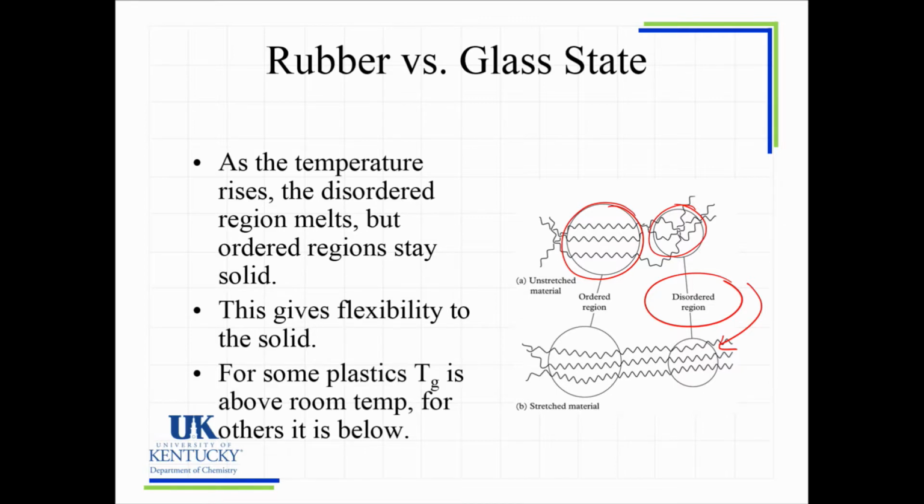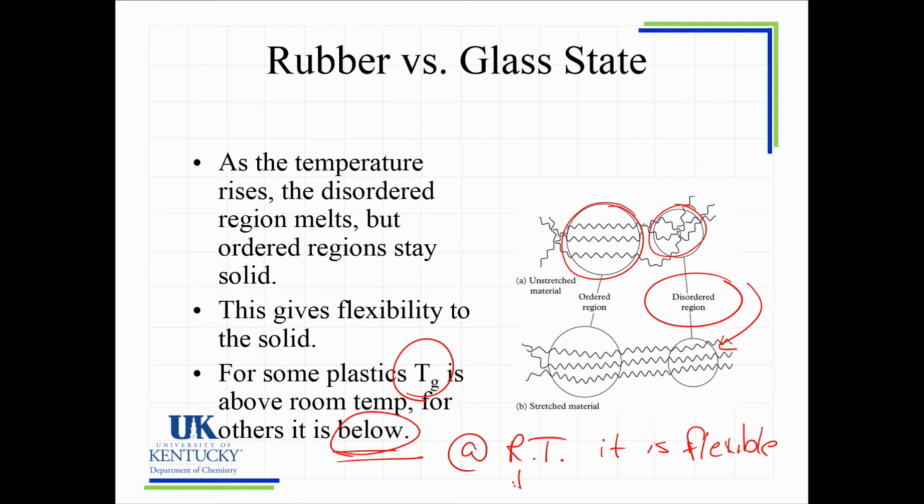So as I stated, for some of these plastics the transition temperature is above room temperature, and that means at room temperature it is rigid, it is that glass state, and when it hits that temperature above, then it becomes flexible. Some of them it's below room temperature. If it is below room temperature, what does that mean? That means at room temperature it is flexible. But when you take it down to some temperature that's below, it becomes brittle. So you take the temperature down, it becomes brittle.